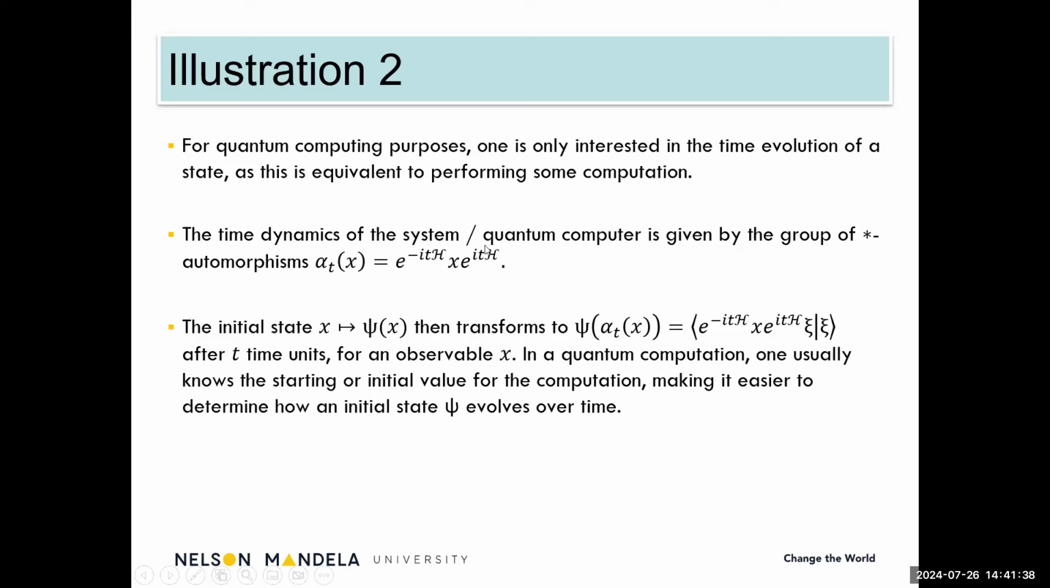And then e to the i t h, where h is the Hamiltonian, can also not be as easy to compute as one generally thinks. But hopefully it's easier than the original problem of solving the Schrödinger equation directly. And again, one can do all this when you work with a star algebra of unbounded operators or locally convex algebra.